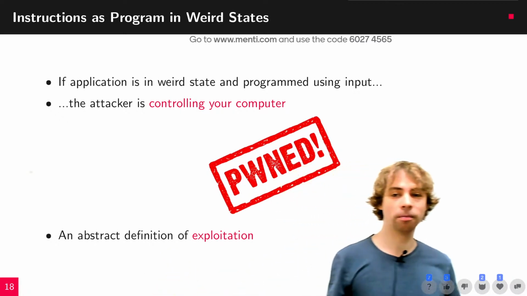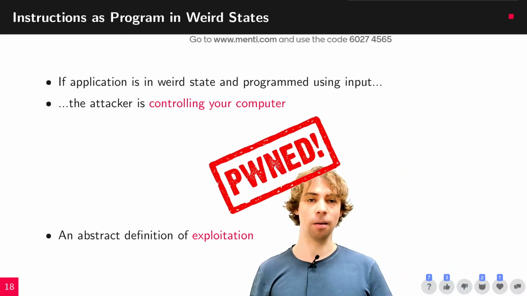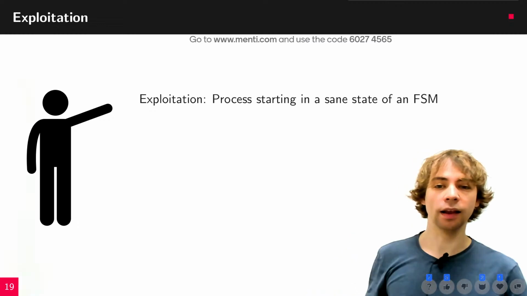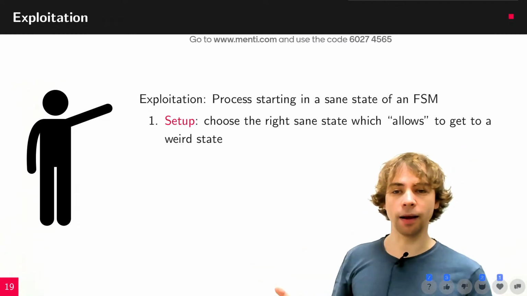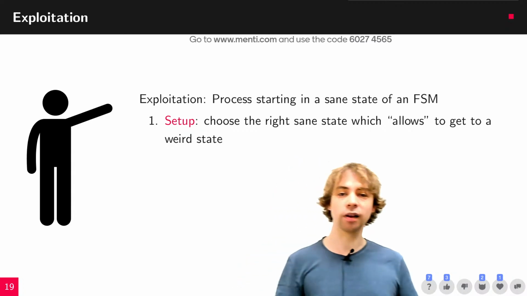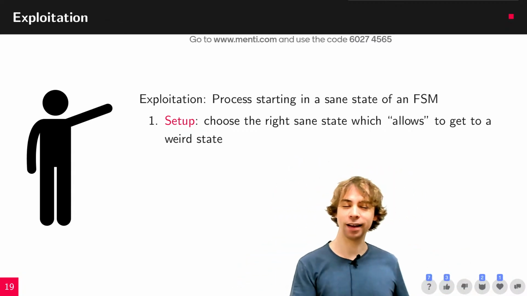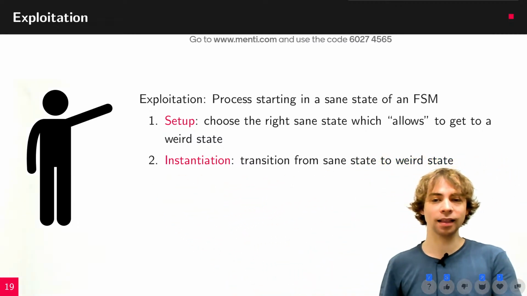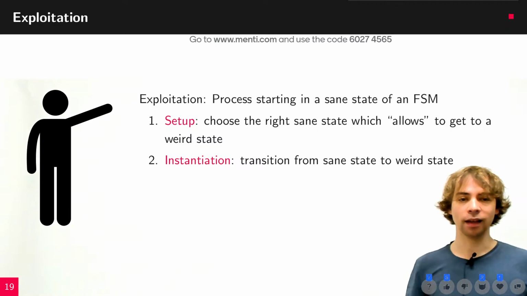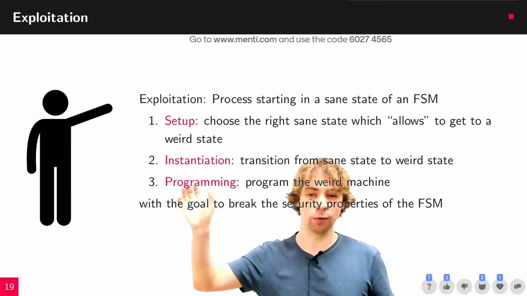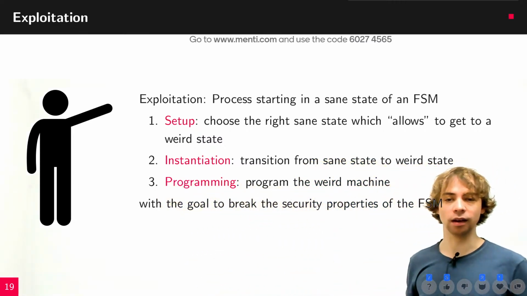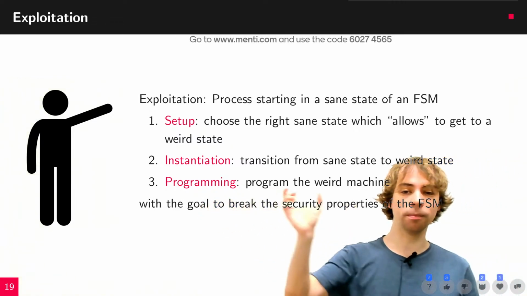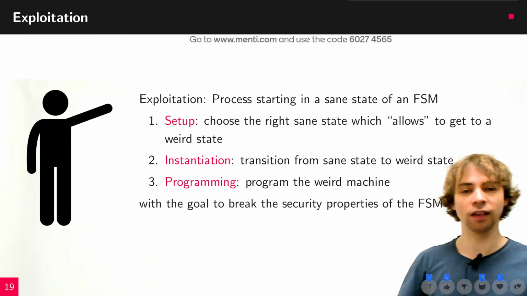And that was an abstract definition of exploitation. Let me just go through that in a bit more detail. The exploitation process starts in a sane state of a finite state machine. The setup is we choose the right sane state, which allows us to get into a weird state if we provide the right input. Then the instantiation, we transition from one sane state to one weird state. And then the programming of the exploitation is programming the weird machine. The goal is to break the security properties of the finite state machine. So we will program the weird machine to bypass these security checks.